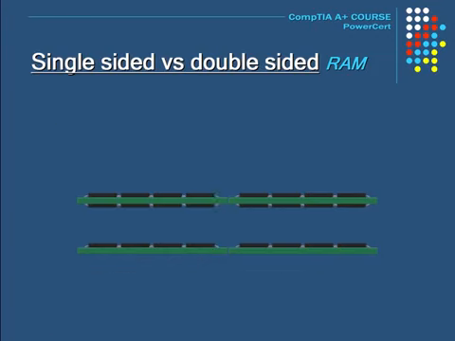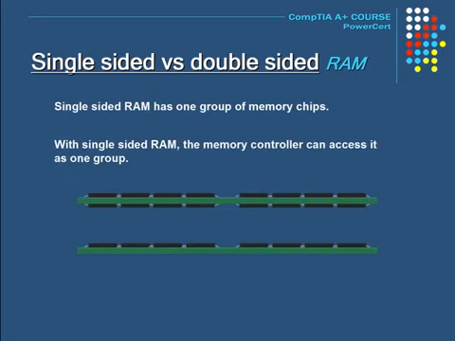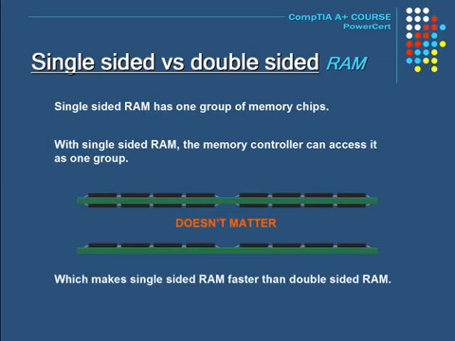Now single-sided RAM has one group of memory chips. Now these chips can be physically either on one side or on both sides of the memory module. But that's not the point. The point is that because it's single-sided RAM, the memory controller can access it as one group, which makes single-sided RAM faster than double-sided RAM.